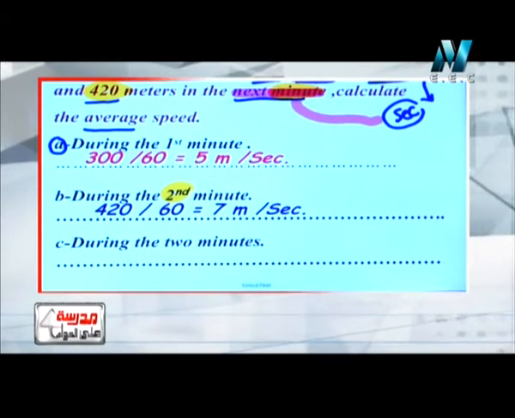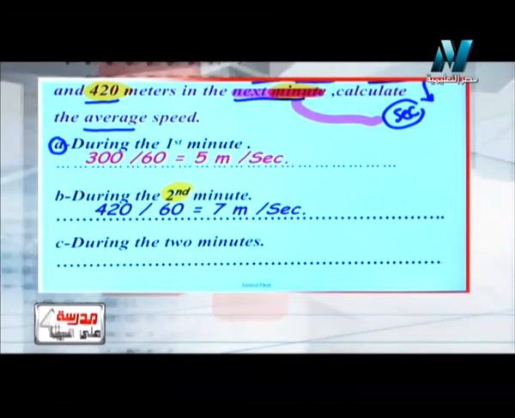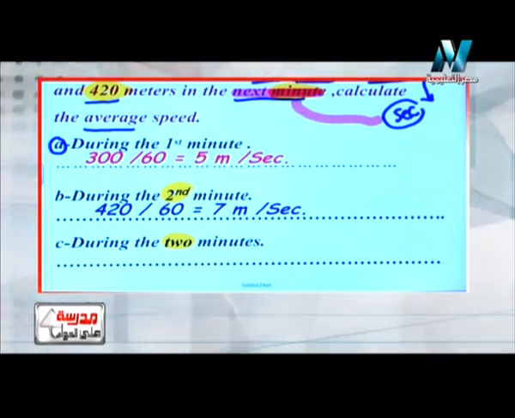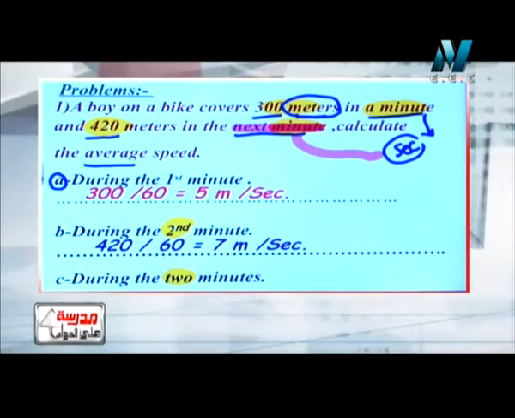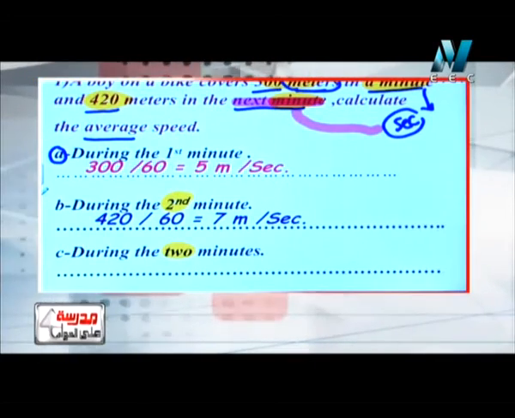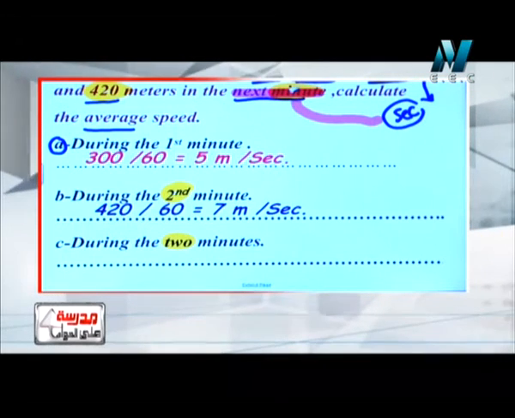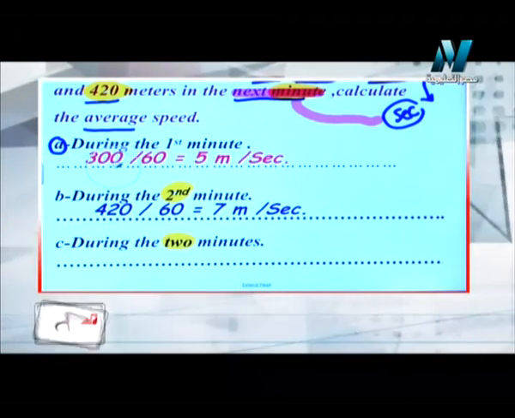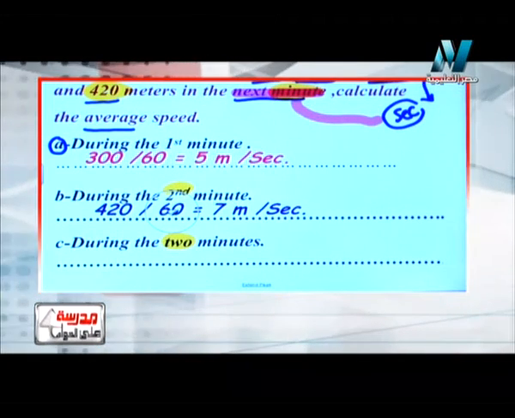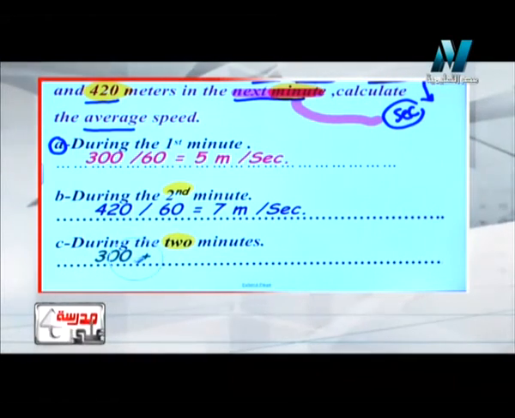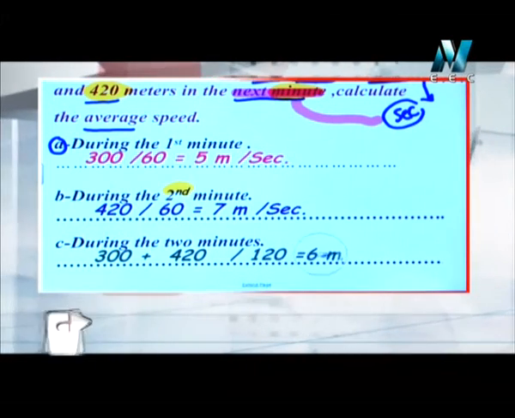During the 2 minutes here, we talk about the average speed in the 2 minutes. So we should talk about total distance covered over total time taken in the 2 minutes, not in the first minute or in the second minute. So we have 300 plus 420 as the two distances here and here, over 60 and 60 as total time here. So we have 300 plus 420 divided by 120 as total time taken equals 6 meters per second.